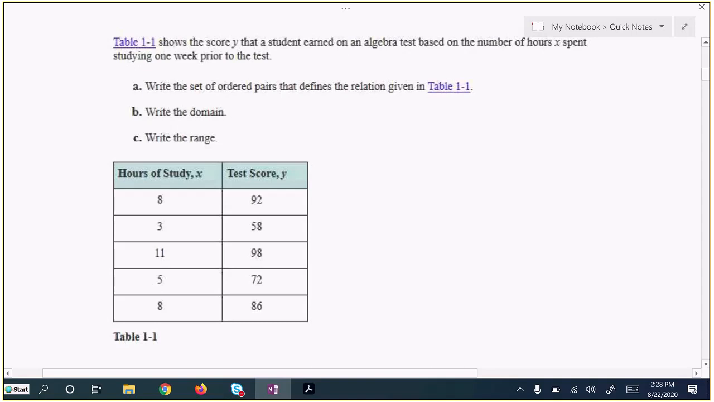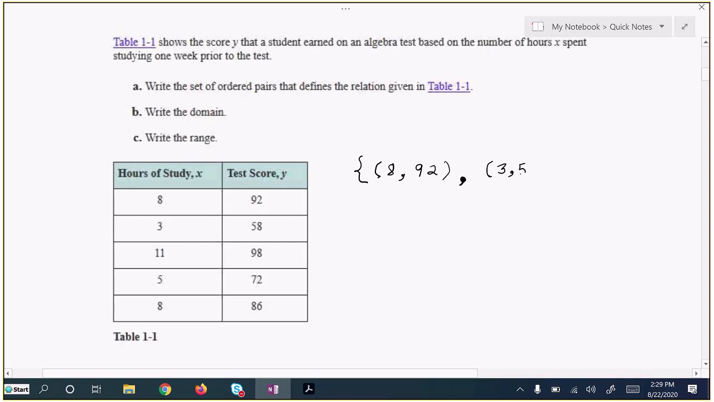We know that in these ordered pairs, x comes first and then y. So I'm just going to begin. Each row in the table is going to represent one ordered pair. So I start with my curly bracket. My first ordered pair is (8, 92). That ordered pair tells us that if a student spent 8 hours studying the week before the test, they earned a 92. Then, comma, the next element in the set is going to be (3, 58).